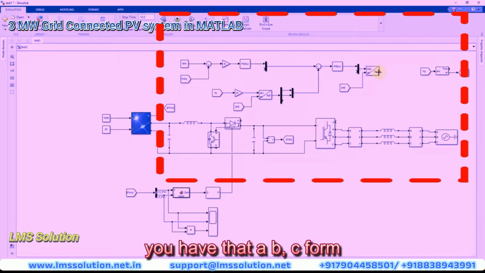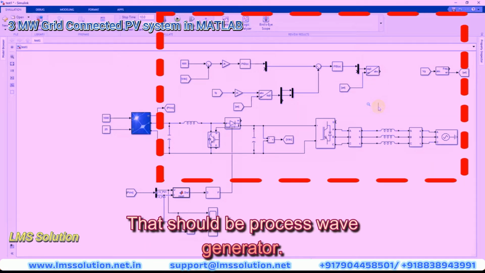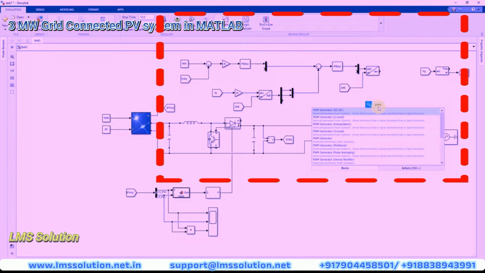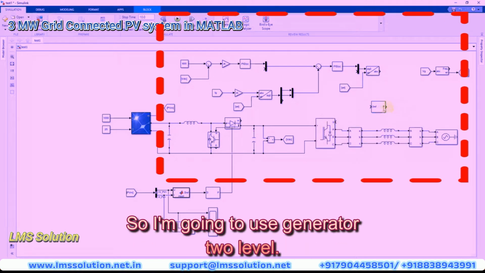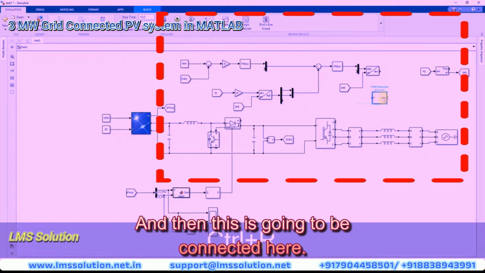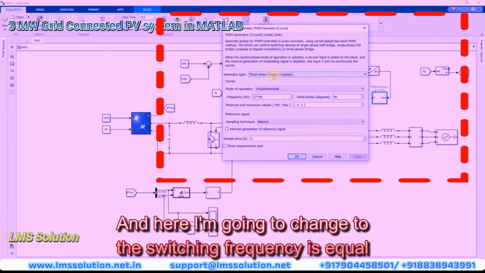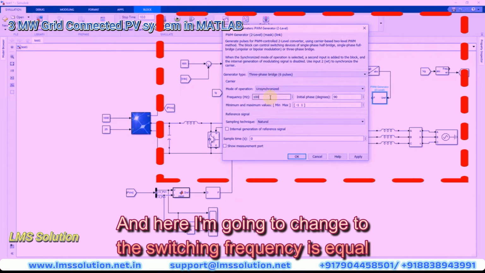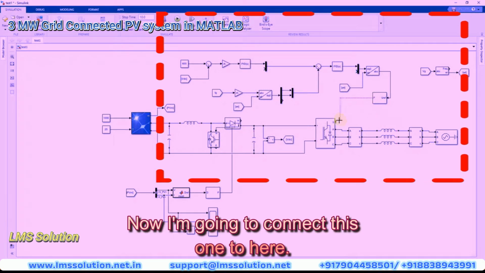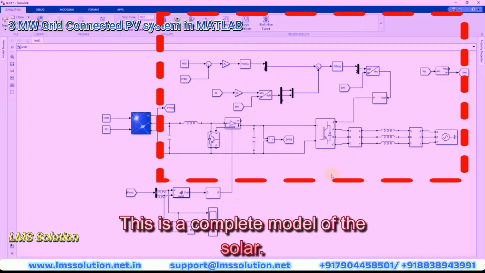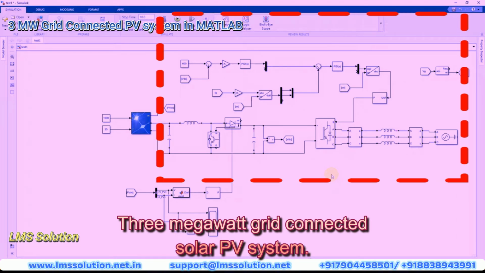So after that you have that ABC form, control voltage in the ABC form, that should be processed via a PWM generator. That means sinusoidal PWM generator. So I'm going to use PWM generator 2 level, and then this is going to be connected here, and here I'm going to change the switching frequency to 10 kilohertz. Right? Now I'm going to connect this one to here. Right? This is a complete model of the 3 megawatt grid connected solar PV system.